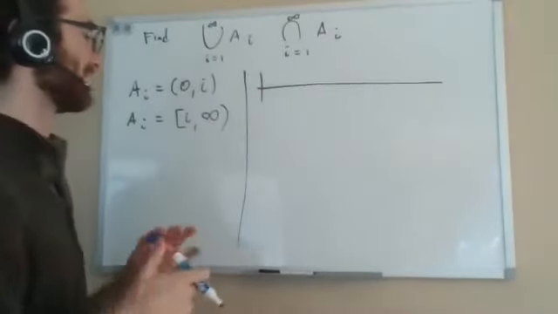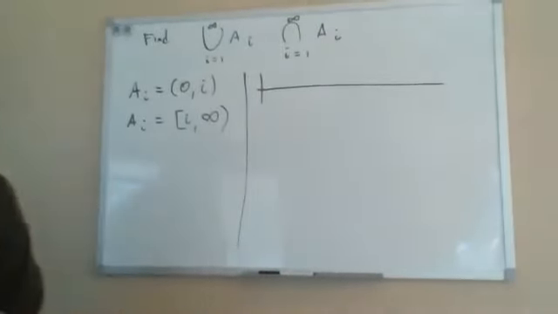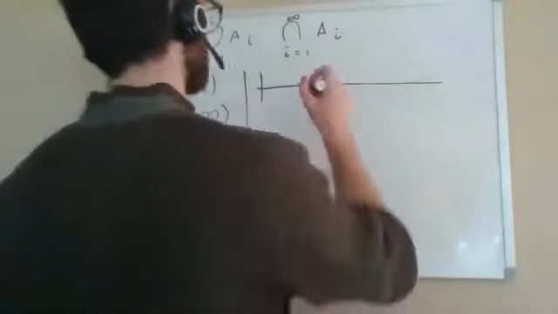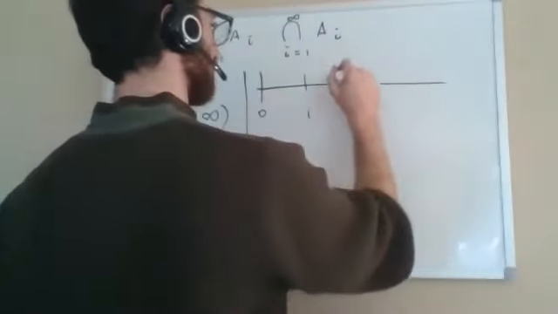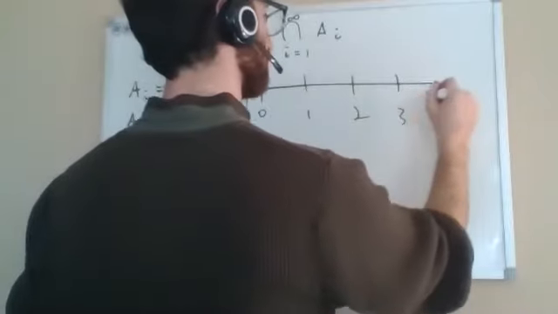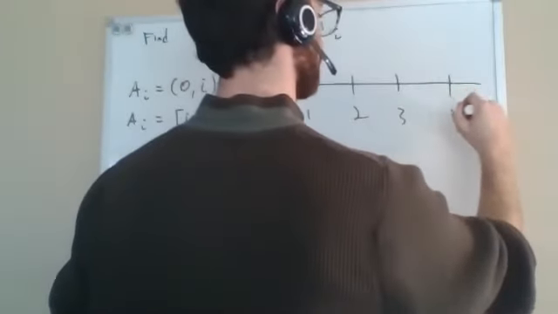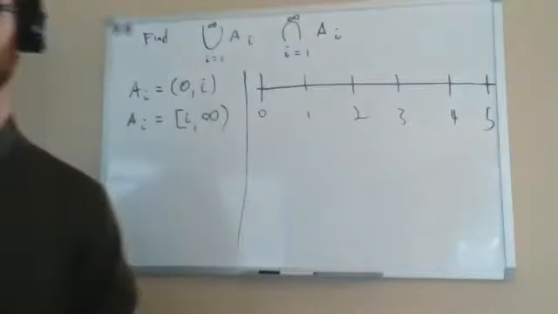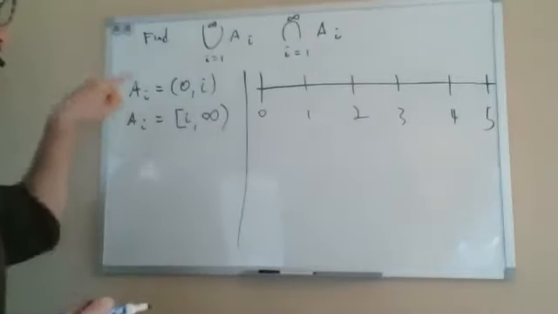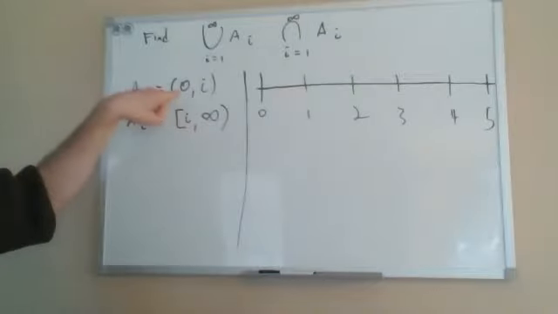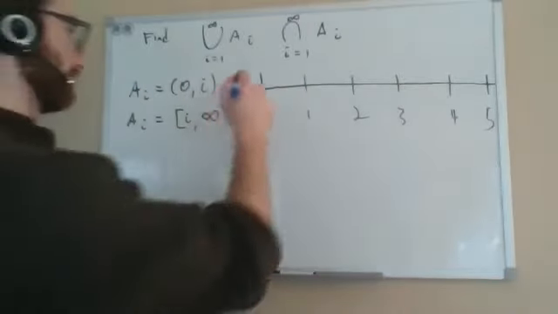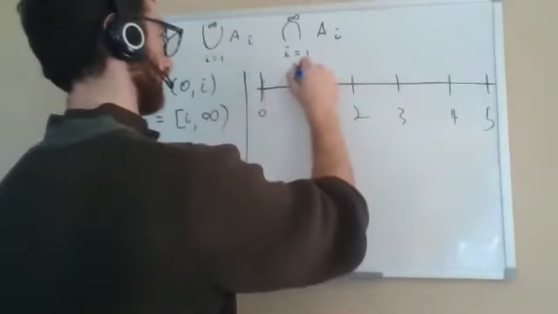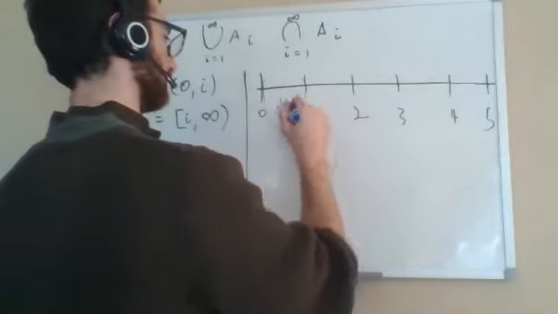Let's do the first set. Let me actually make my number line. So this is 0, this is 1, this is 2, this is 3, this is 4, this is 5, say. Okay. So A1, A sub 1, is the interval between 0 and 1. So this is A1 right here.